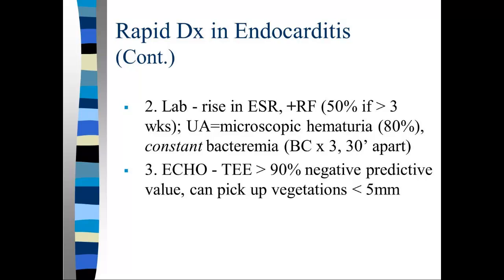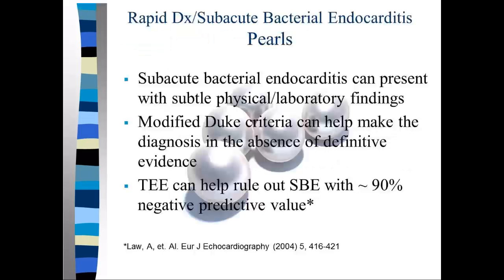And depending upon your institution and how easy it is to get a TEE, remember that a TEE has greater than a 90% negative predictive value. So if you can get a TEE, you can rule out endocarditis with a 5 to 10% chance of you being wrong, which are pretty good odds. And a TEE can pick up vegetations less than 5 millimeters. So at some of our institutions, it's easier to get a TEE. At others, perhaps not. But if we suspect endocarditis, we really want to push for a TEE because it can be very helpful in diagnosing or ruling out endocarditis.